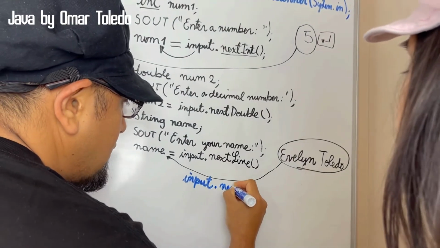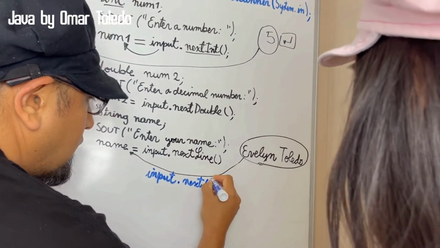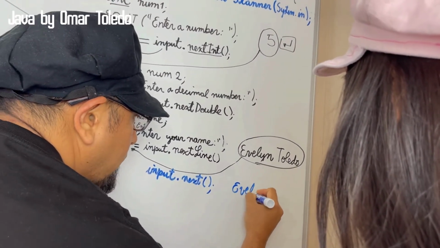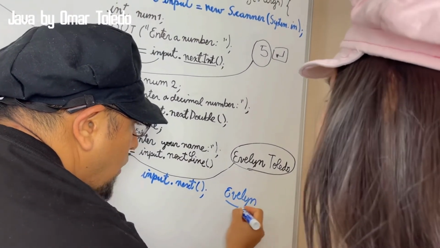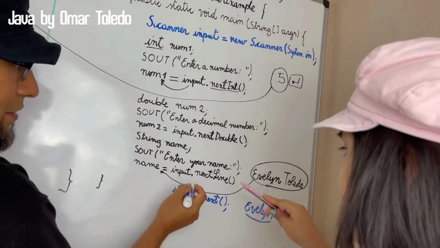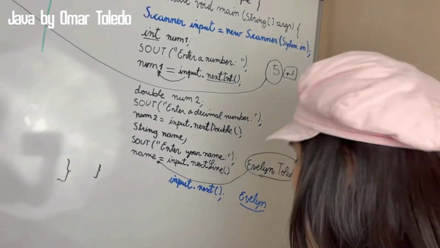This is if you want to receive, for example, only one word. But if you're asking, like, enter your first and last name, then you would use input dot next line. Perfect. You got it. Thank you.